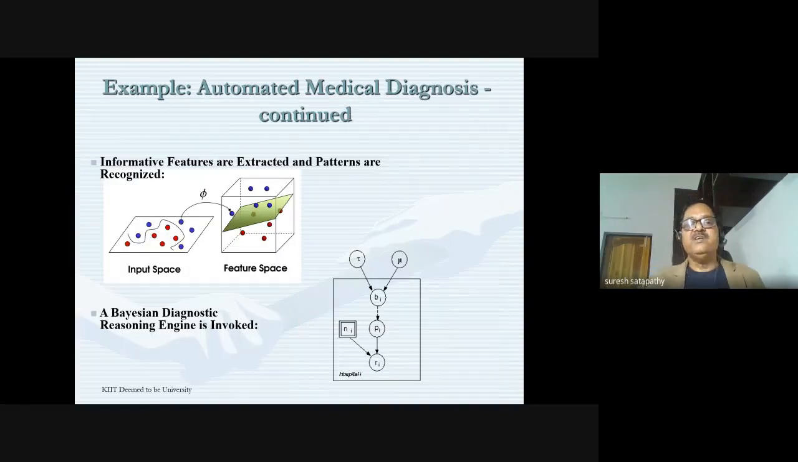Now, what do you do in this? Simple thing. You have some input space and you try to convert it to a feature space. There are some red and blue dots. If you look at the input space, you are confused how they are. But if you look at the second feature space, you can definitely see some of them are on top, some of them are on the bottom, and that is called extraction of the feature. Pattern recognition. You can see the pattern from this. So this is decision making.